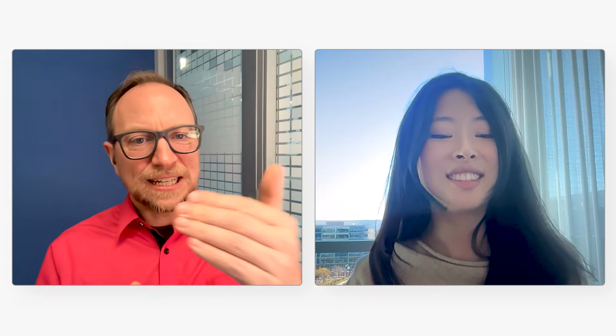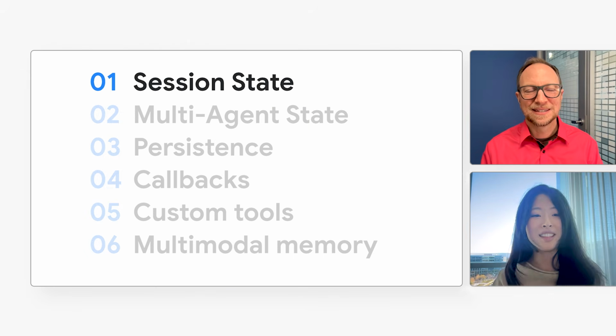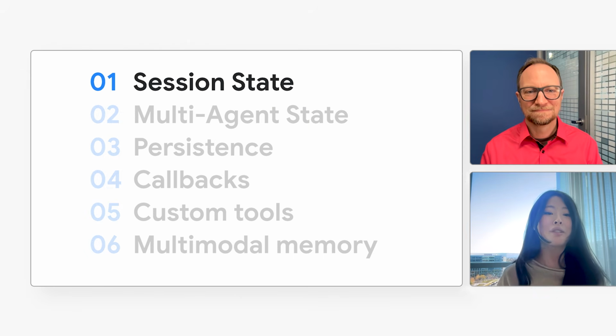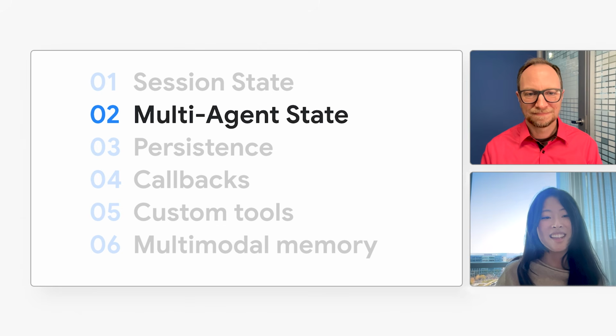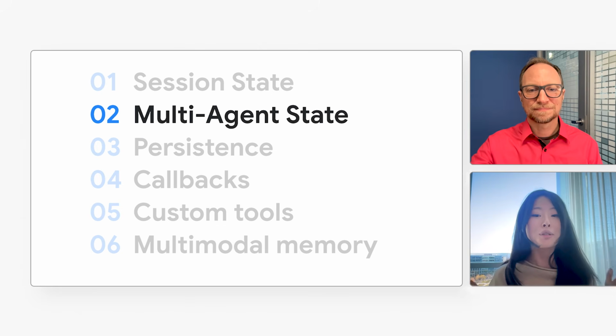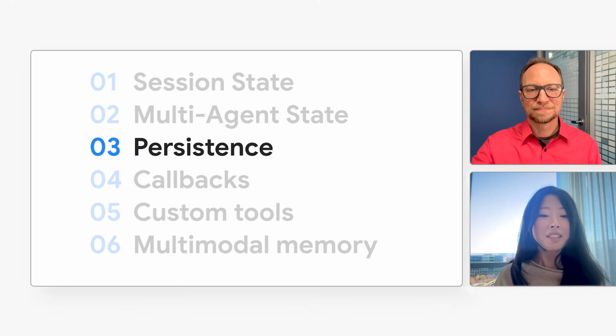Excellent, Annie. Can you give us a quick recap, please? Of course, Martin. So first, we use session memory to hold a conversation without forgetting. And secondly, we use multi-agent state to share notes between agents. And lastly, we use persistence to remember things even after a system reboot.